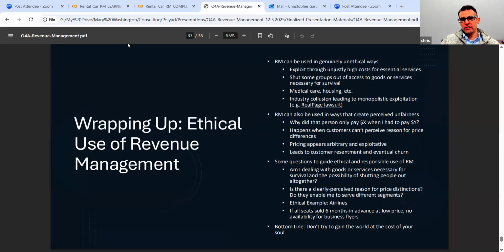Huge swaths of houses apparently were being kept. They could have been rented out to people who needed them, but they were just being kept off the market to raise prices. So again, you have to think about the impact of things that you're doing.